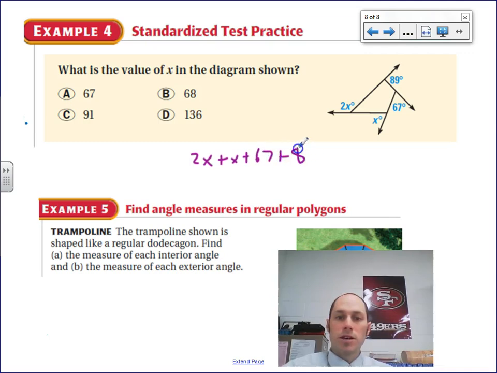So let's solve this equation now for 360. Maybe I'll let you solve it. Pause the video. Solve that one, then work on example 5. You want to find the measure of an exterior angle and an interior angle. Start the video when you're ready to see the solutions.